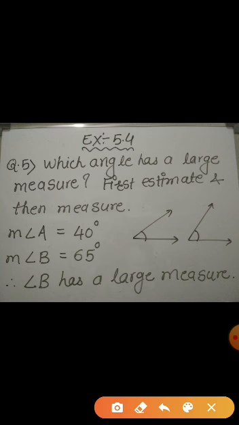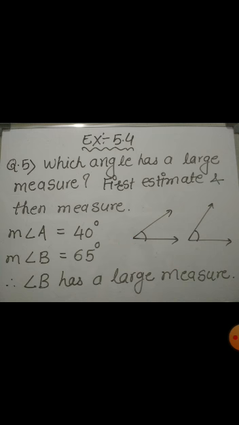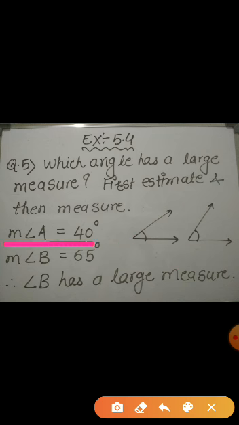In this question, two angles are given, angle A and angle B. We are asked to find out which angle has a large measure. Students, if you measure both these angles with the help of protractor, you will find that measure of angle A is equal to 40 degree and measure of angle B is equal to 65 degree. So obviously angle B has a large measure.